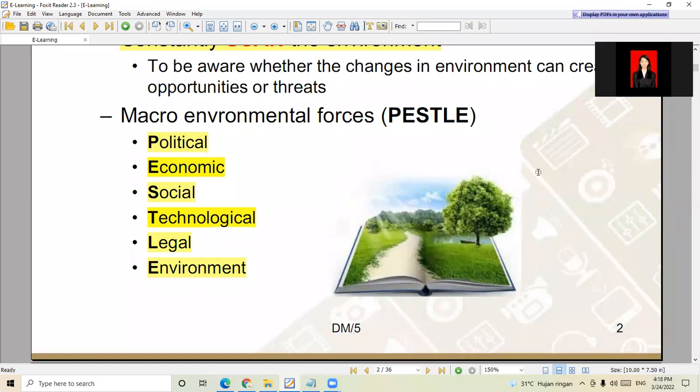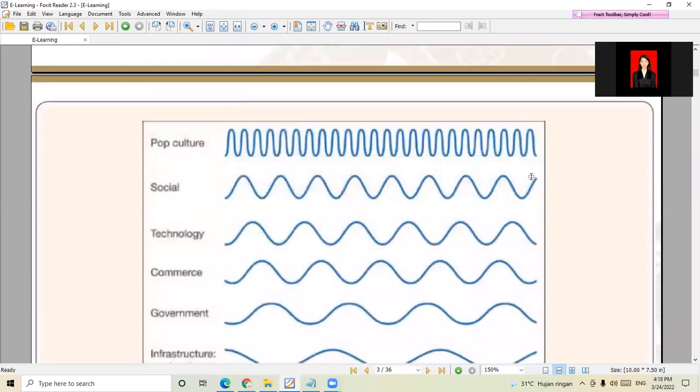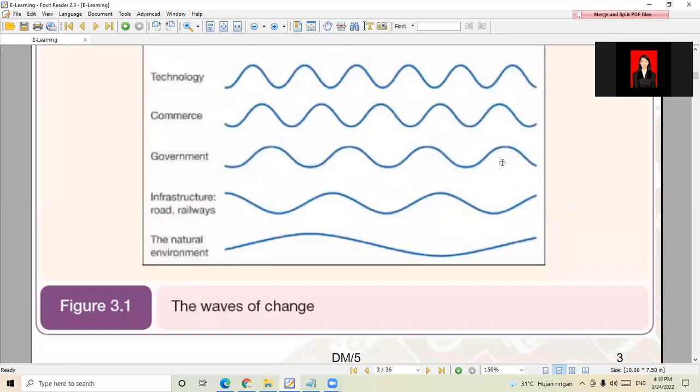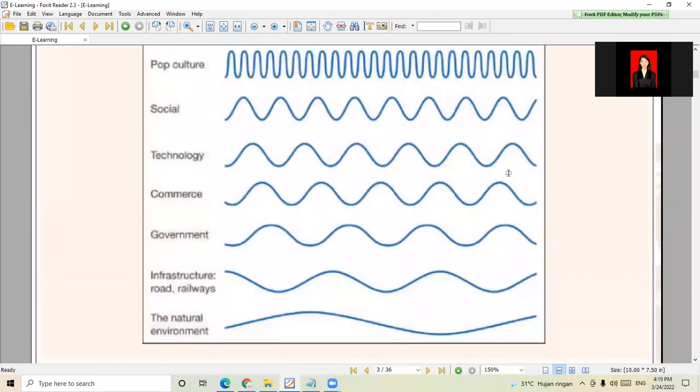So we will start discussing the technological factor first, and then we continue to economic afterwards, and the rest of the factors. We can see on figure 3.1 what we call the waves of change.